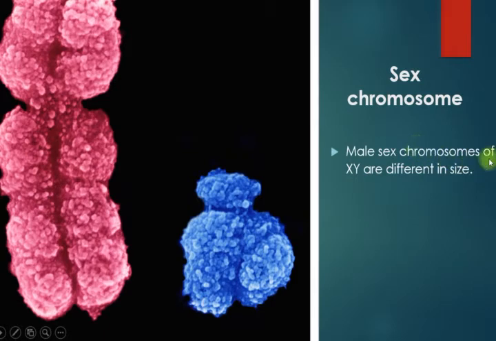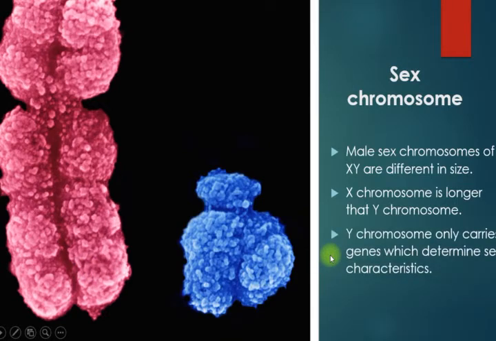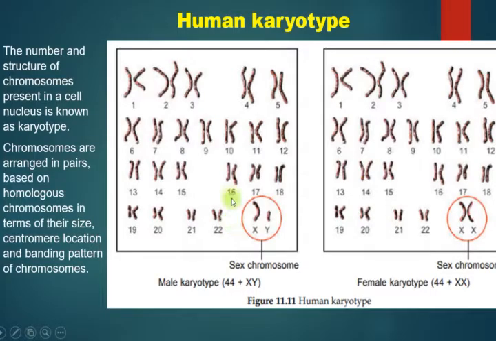Okay, the male sex chromosomes X and Y are different in size. The X chromosome is longer than the Y chromosome. The Y chromosome only carries genes which determine sex characteristics. So the Y chromosome carries the genes that determine the sex characteristics of the male. Okay, so we go to the human karyotype here.